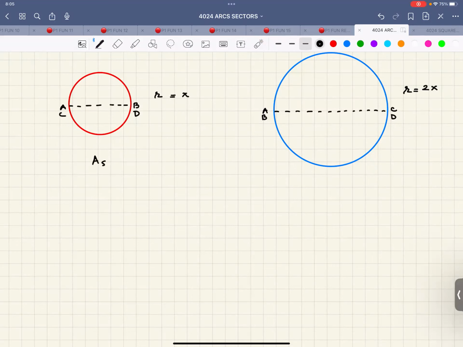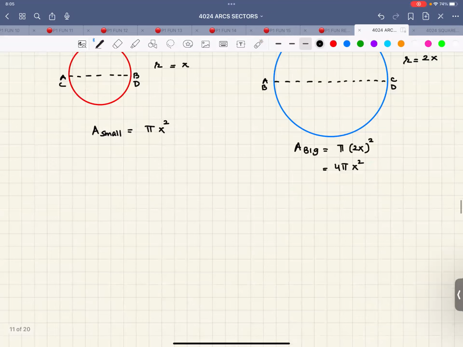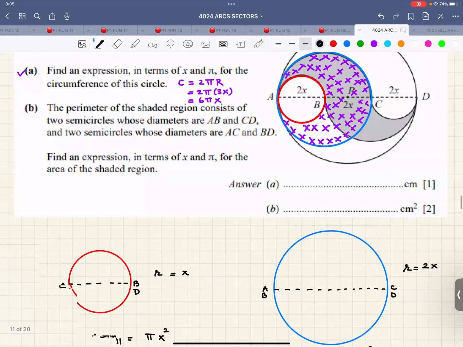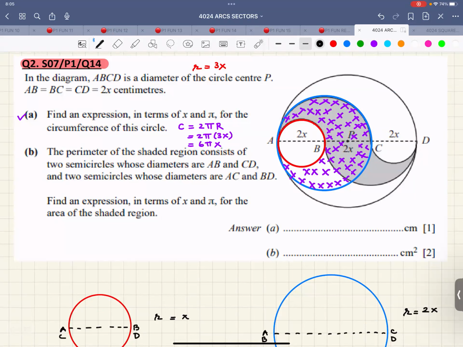So area of small circle, that is pi x square. Area of big circle, that is pi into 2x square, which is 4 pi x square. Therefore, the difference is the area of shaded region. So therefore, that comes out to be 3 pi x square. That's the answer. Just have a good look and acknowledge if this is all good, all complete.